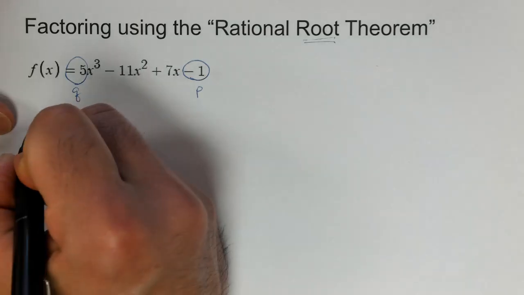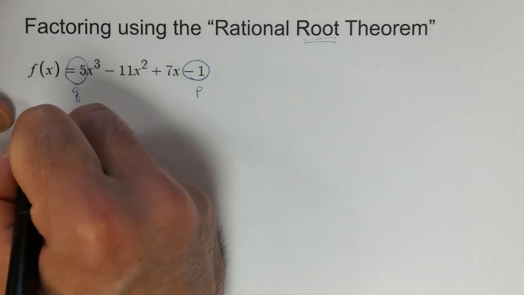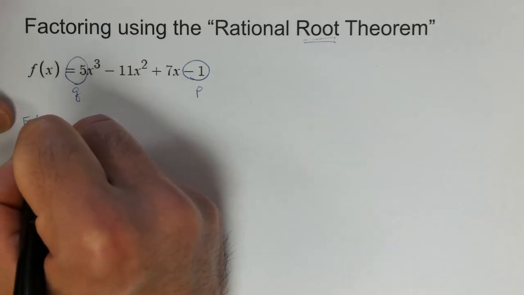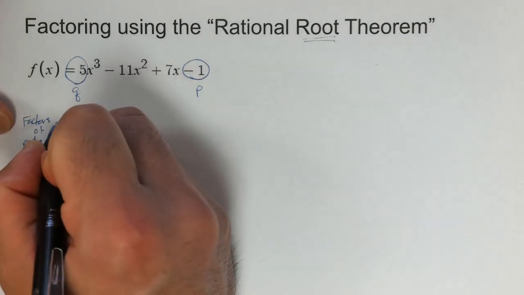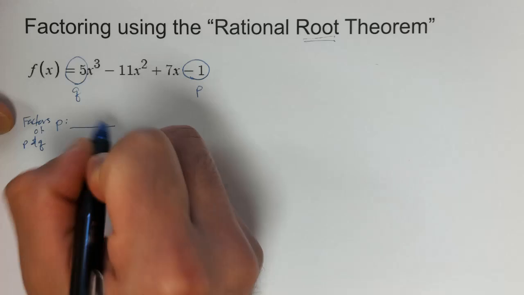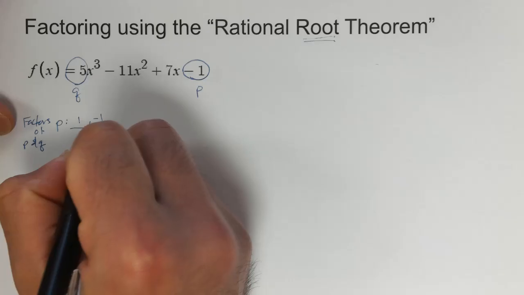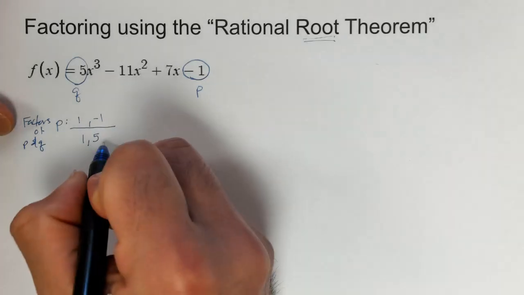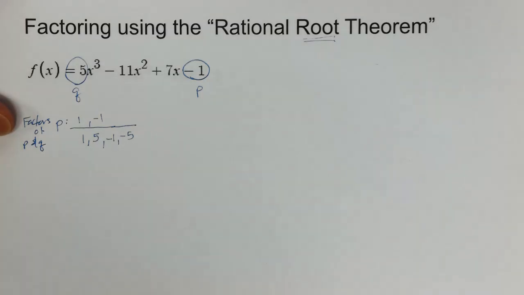So, first thing we want to do is we want to look at the factors of p and q. Right? What are the things that multiply to give you -1? Well, for p, the factors of p are going to be 1 times -1. Right? Or plus or minus 1, if you want a shorthand of that. What are the factors of 5? Well, 1 times 5 can multiply to give you 5, and -1 times -5 can also multiply to give you +5.